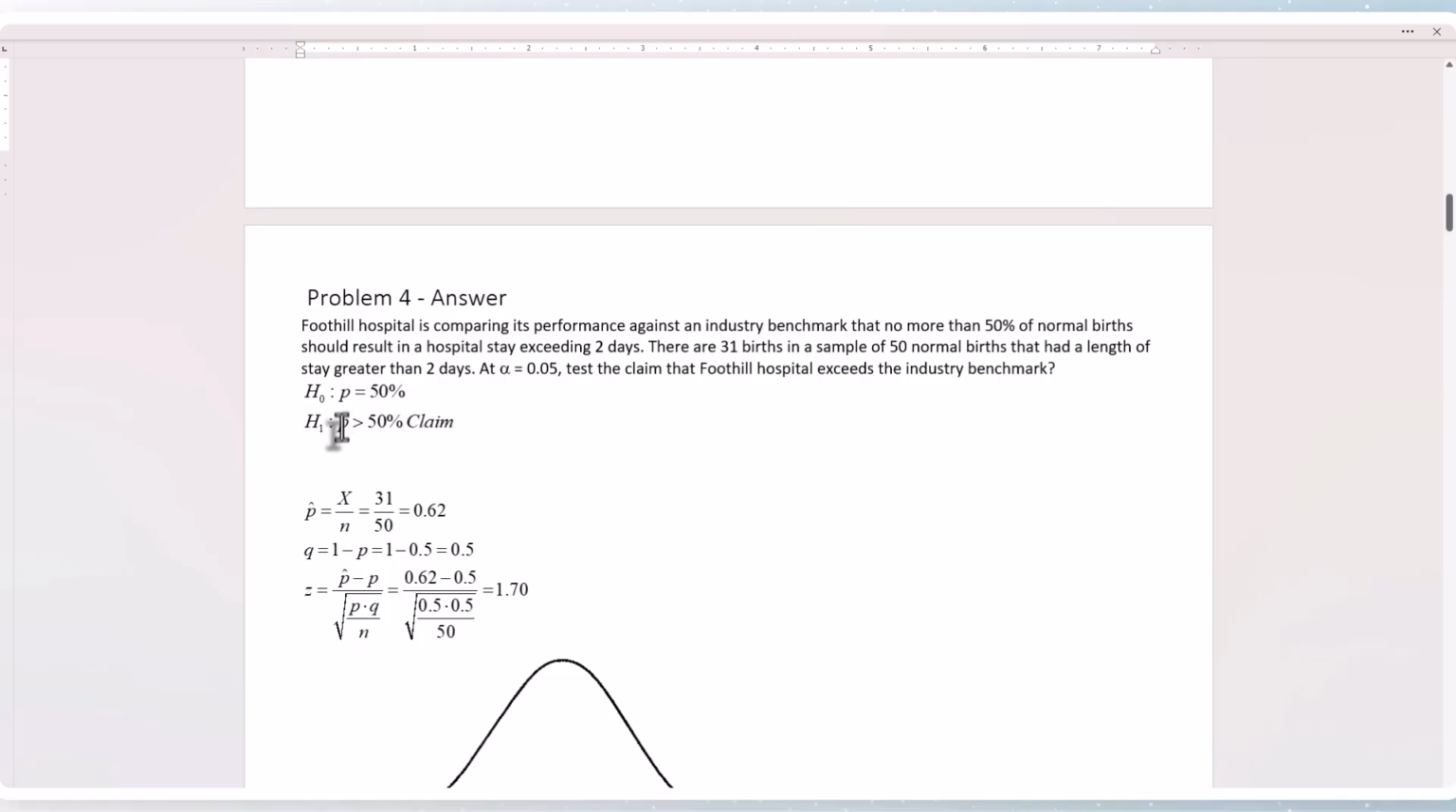So the proportion, we're testing for proportions, that's greater than 50%, that's our claim, that's H sub 1. H naught is that P is equal to 50%.